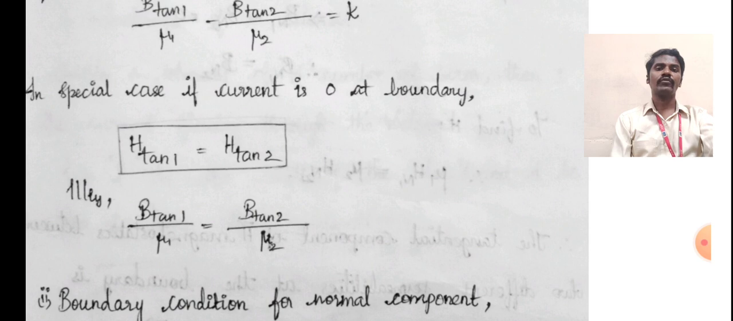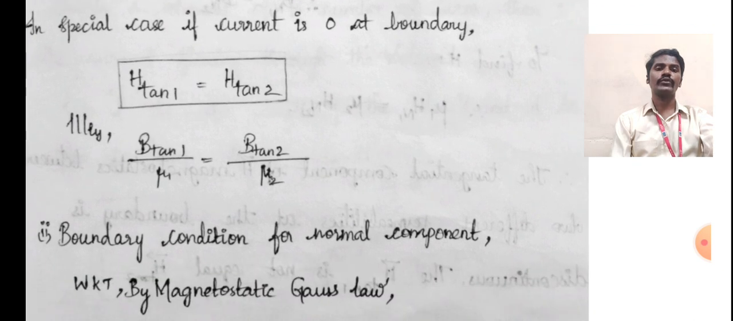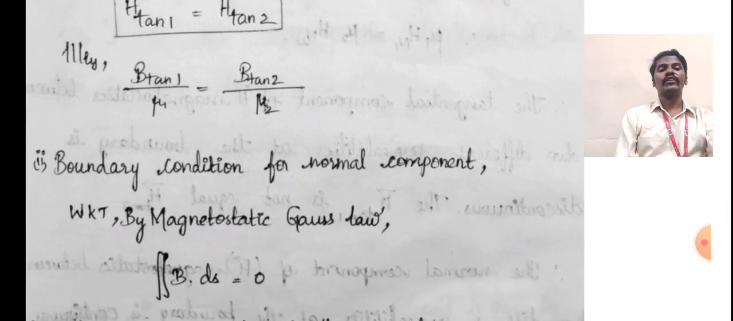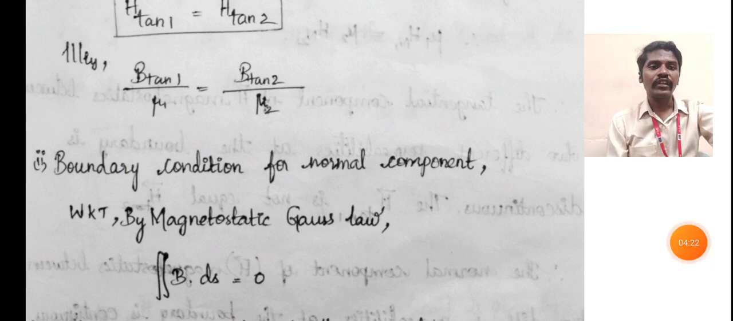Instead of H tan 1, it can be written as B tan 1 by mu 1, and H tan 2 is B tan 2 divided by mu 2. Secondly, we are going to calculate the boundary condition for the normal component.